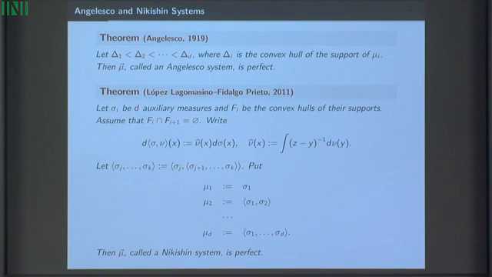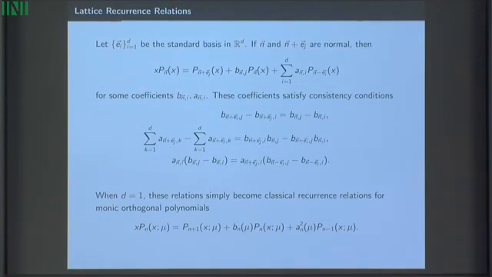So these are two examples on the opposite ends of the spectrum of systems that are known to be normal. And I don't think there are any other classes of measures where we know for sure that all the indices are normal. However, if we know that indices are normal, the multiple orthogonal polynomials, as much as the classical ones, satisfy recurrence relations.